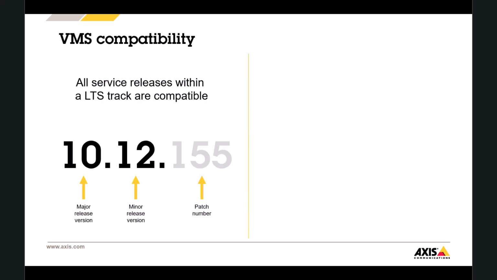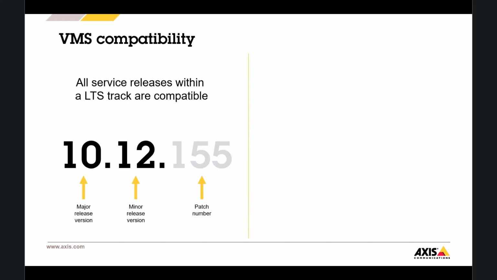Again, all releases within an LTS are compatible with your VMS. But sometimes VMS manufacturers state that they must use a certain version of an LTS track, but that might not be available on axis.com. What should you do then? Well, if a VMS is compatible with one version of an LTS track, it should also be compatible with the upcoming releases on that track.